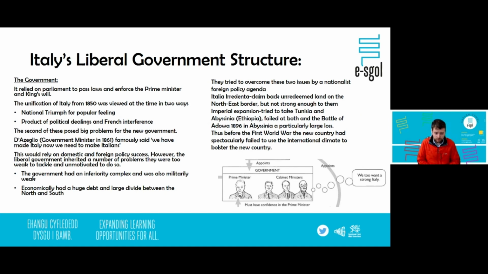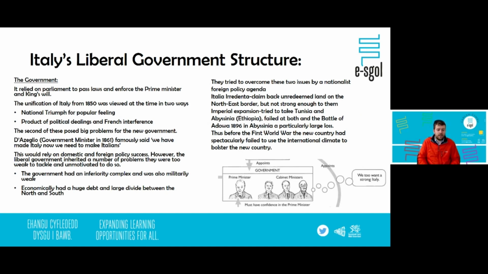The unification of Italy from 1850 was viewed at the time in two different ways. One, as a national triumph of popular feeling, people coming together as Italy, no longer seeing themselves, or no longer paying allegiance to the Republic of Savoy, instead coming to see themselves allegiant to Italy. And some people saw it as a product of political dealings and French interference.